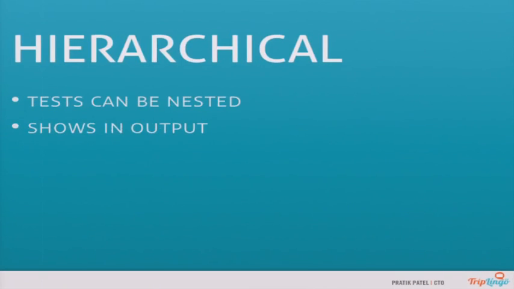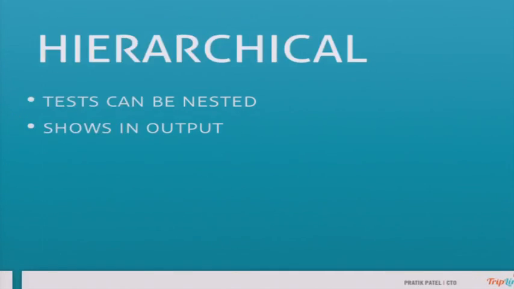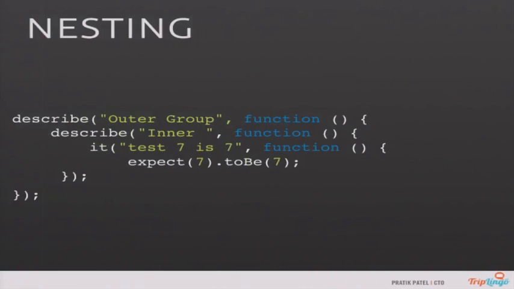All right. One of the things that's interesting is that in Jasmine, we don't need to just have a flat test suite. We can have hierarchical test suites, and that actually shows in the input. So what do we mean by that? That means that we can describe some outer group of tests that we need to run, and then inside that we have an inner group of tests to run.